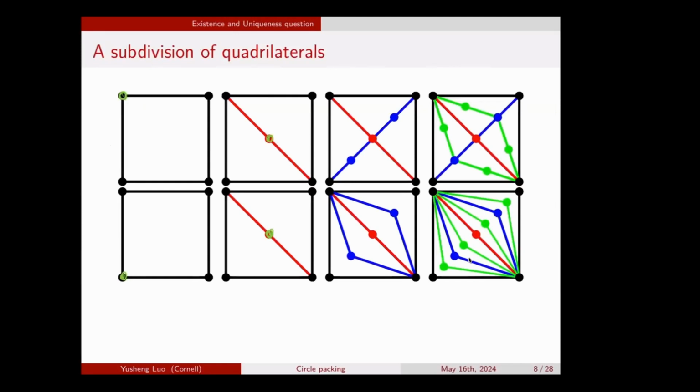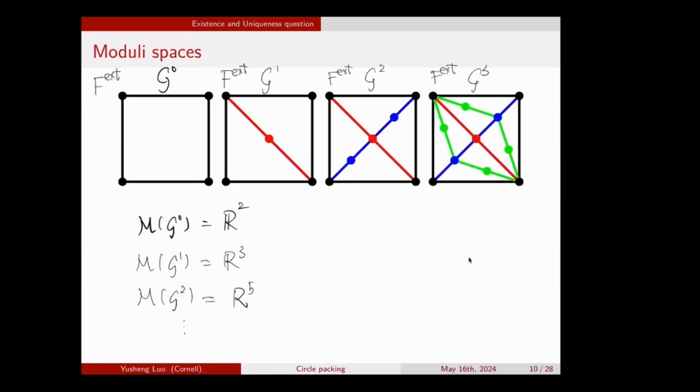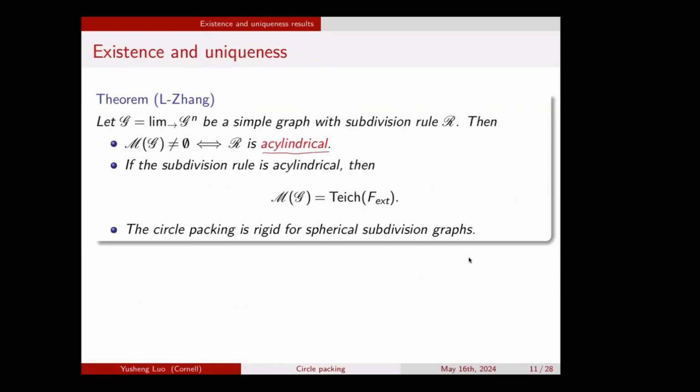So the first example is asymmetrical, while the second example is symmetrical. So there exists a circle packing for the first subdivision rule, but there is no such circle packing for the second subdivision. Right. I will tell you the definition of asymmetrical in a moment.